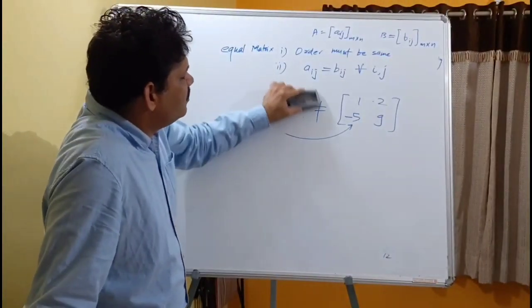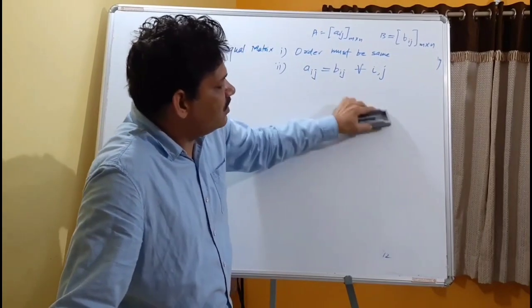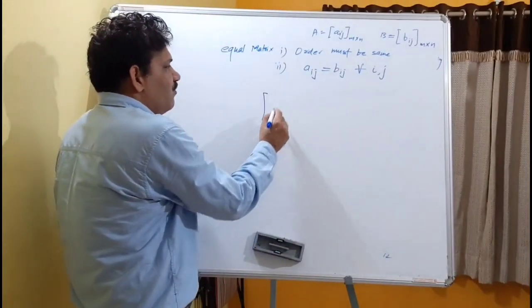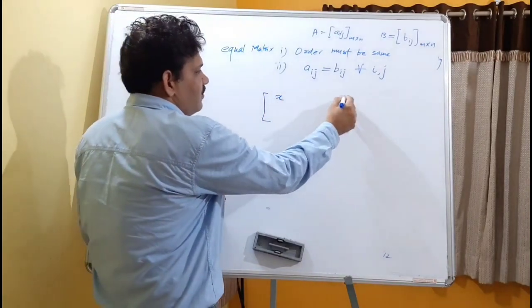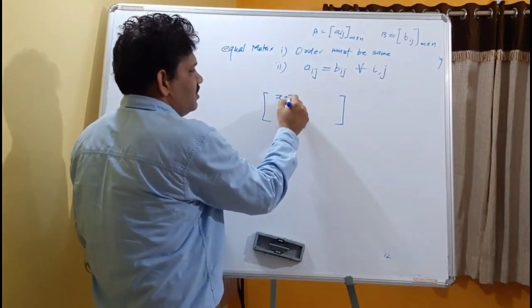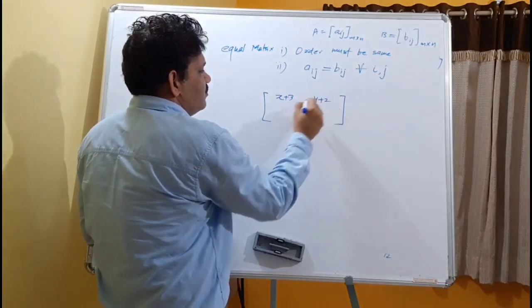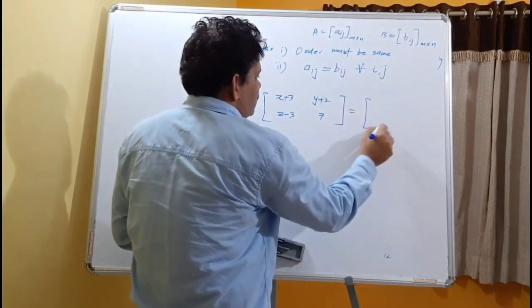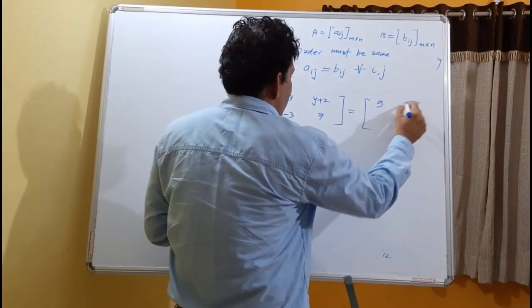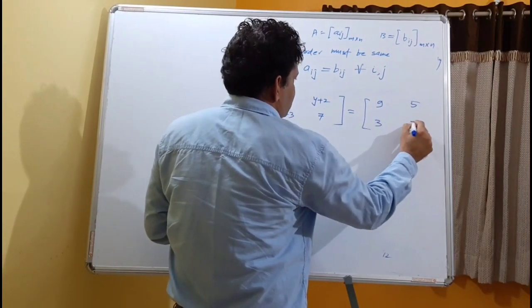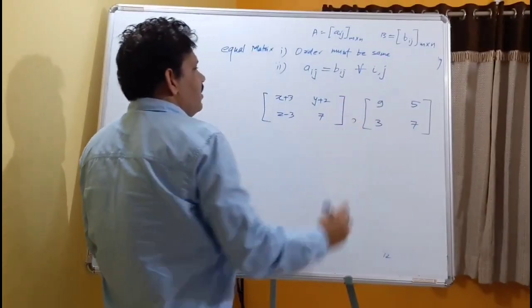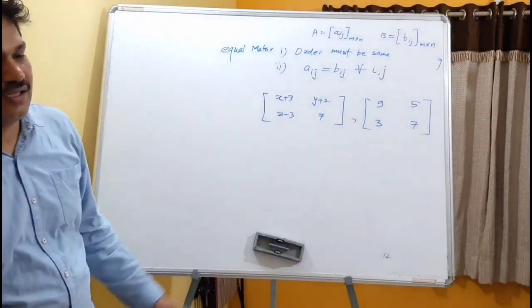Now there are some questions related to this. See, if I say find the value of x, y and z if the following two matrices are equal: x plus 3, y plus 2, z minus 3, 7 is equal to 9, 5, 3, 7. Find the values if these are equal.